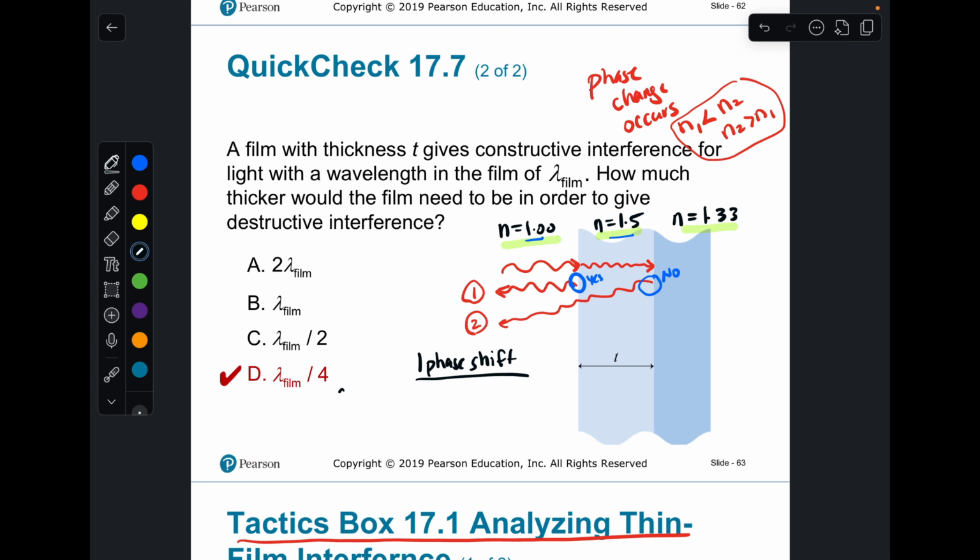And so the constructive becomes 2t equals (m plus 1/2) lambda over n. And then the destructive is actually 2t equals m lambda over n. So this is something that would definitely come up on the exam. You will need to know first, are there 0, 1, or 2 phase changes occurring? And if so, this is the proper condition that I need to use.